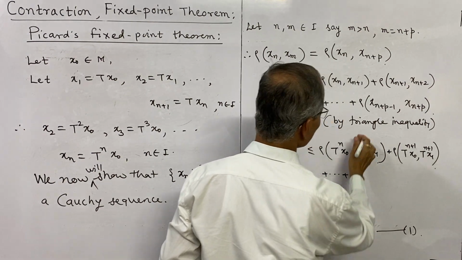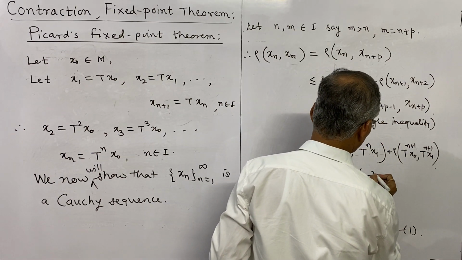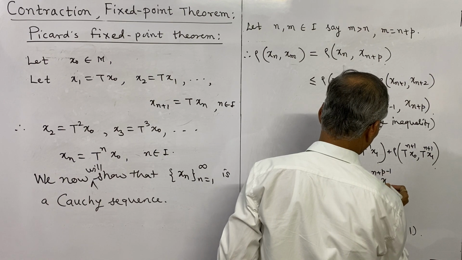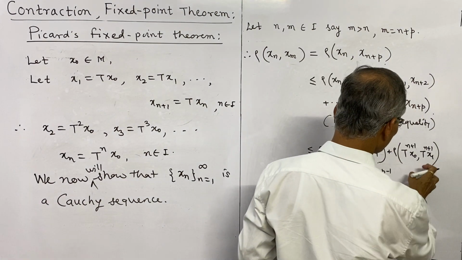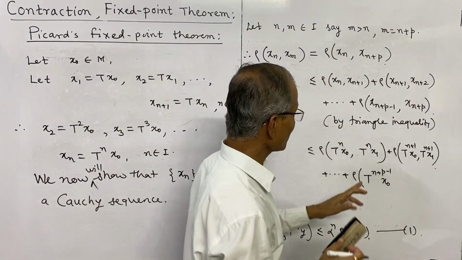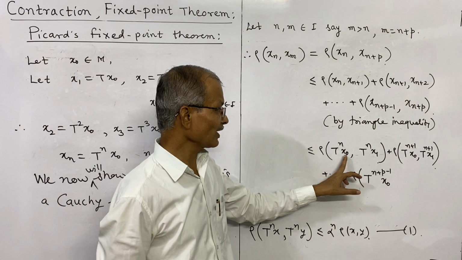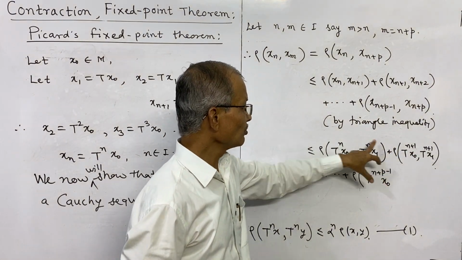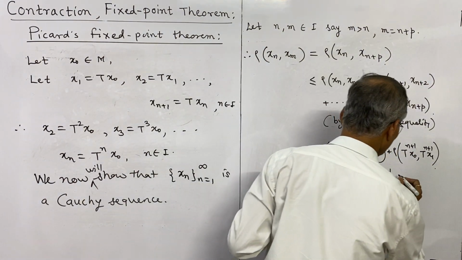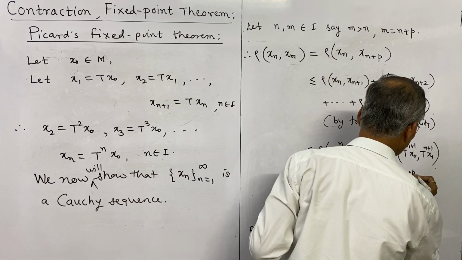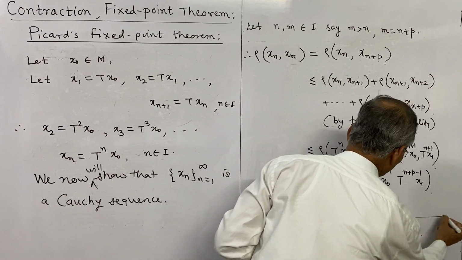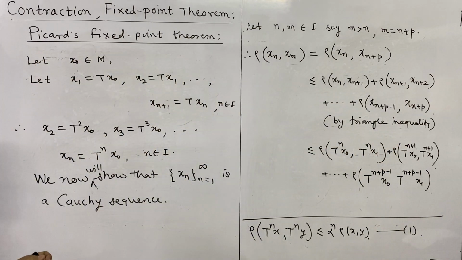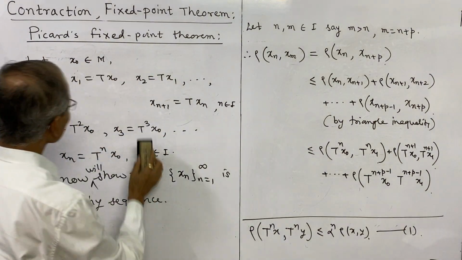And the last will be T power (n+p-1) of x naught, and T power (n+p-1) of x1. So each term is written in terms of the image of x0 and x1, and you should note the powers. That is T power (n+p-1) of x1. So thus we have this expression. And further we can now use, by 1, what is here? It is 1.